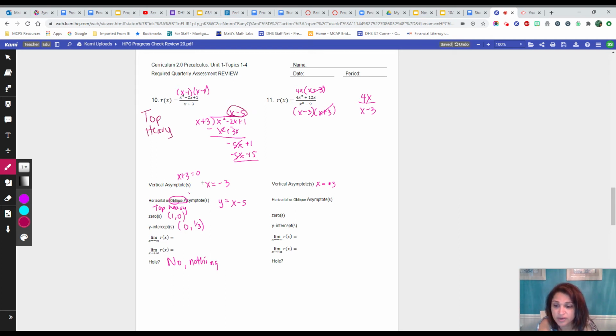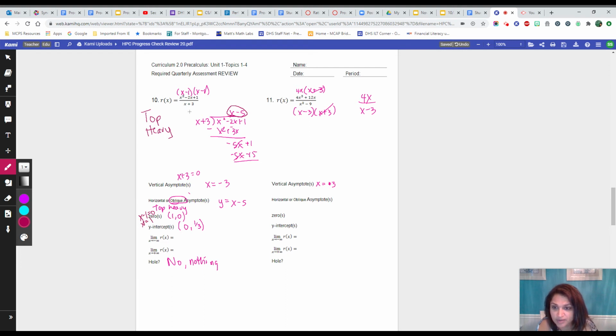Okay, vertical asymptote comes from the denominator equaling 0. So x plus 3 equals 0. It means x equals negative 3. The zeros are where the numerator equals 0. So I'm going to do x minus 1 equals 0 and solve for that. I get x equals 1. And that's why it is 1, 0.